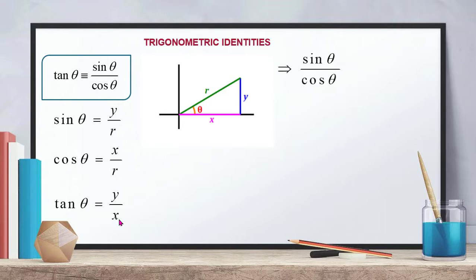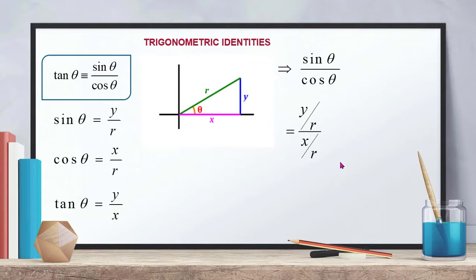Now, if we divide the sine of theta by the cosine of theta, we're going to get y over r, further divided by x over r. Here, x over r is cosine, and y over r is sine. So this is what we have here.